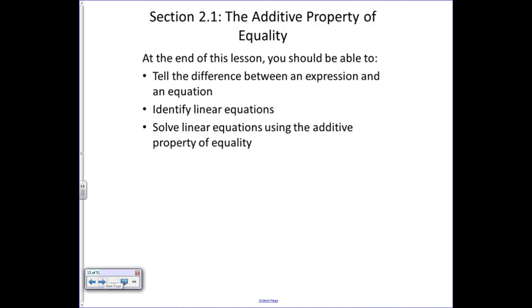So at the end of this lesson, you should be able to tell the difference between an expression and an equation. You should be able to identify linear equations. You should be able to solve linear equations using the additive property of equality.